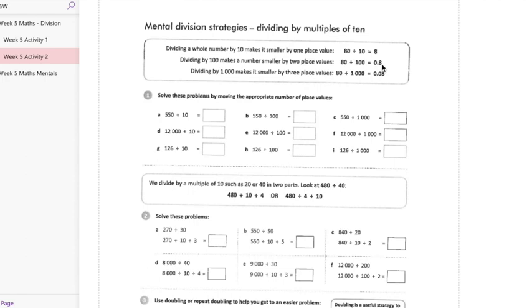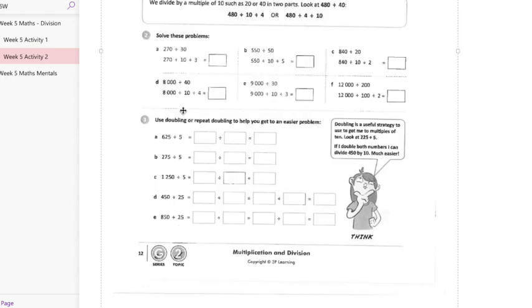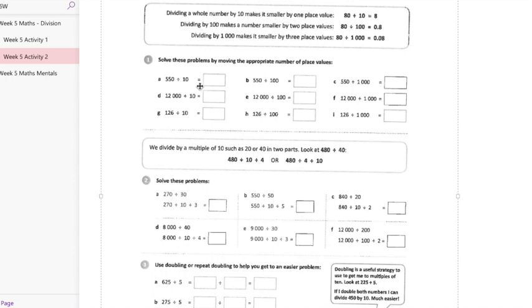Dividing it by 1,000 makes it smaller by three place values. 80 divided by 1,000 would give us 0.08, or 8/100. Now, let's use that strategy to help us with these questions. So, 550 divided by 10 would give you what answer? Well, we need to move it along the place value by one place. So we would move that along by one place to give us the answer that we're going to put in that box. In B, E, and H, you're moving the same number, this time by 100. So you're moving it by two place values. And the same number again, being divided by 1,000, we're moving it three place values. So the same number, but this time you're moving it three place values along.